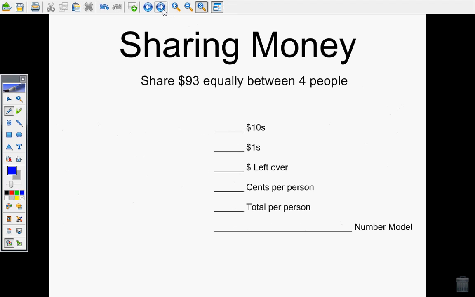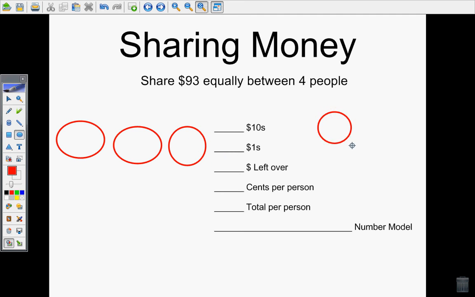Okay. This time we're doing $93 divided equally or shared equally between 4 people. What's the first step? If you said draw your circles, you'd be correct. Go ahead and draw 4 circles along with me because there's 4 people that are getting this money. One more over here so they all fit. Now what do we do?